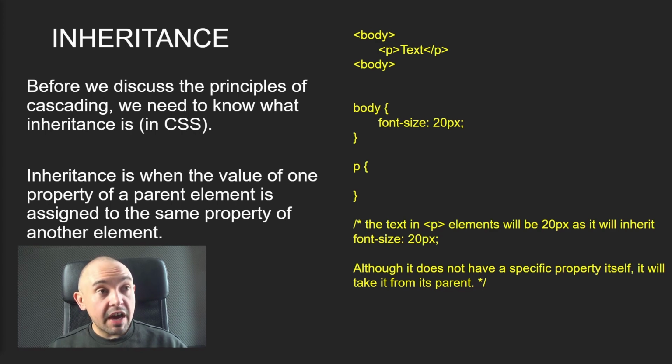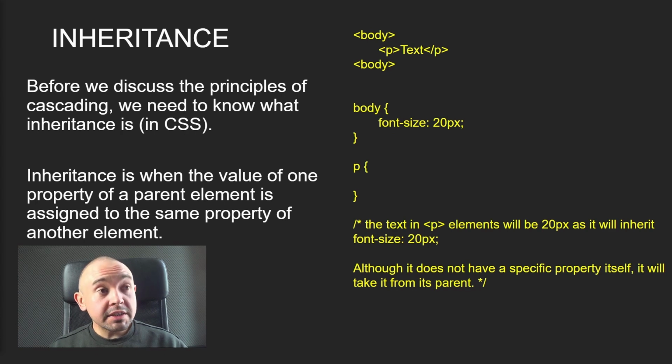Inheritance is when the value of one property of a parent element is assigned to the same property of another element. Inheritance always happens directly from the parent element to the child element and only affects part of the properties. Some properties are inherited, others are not.